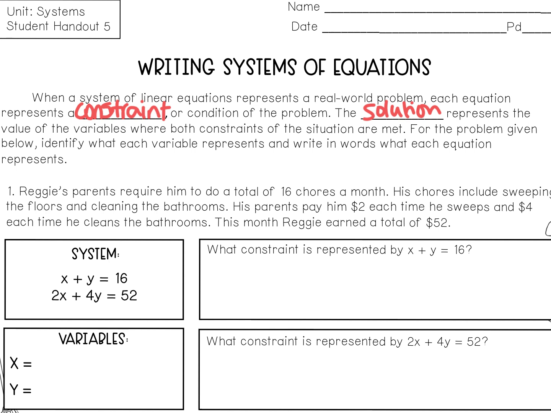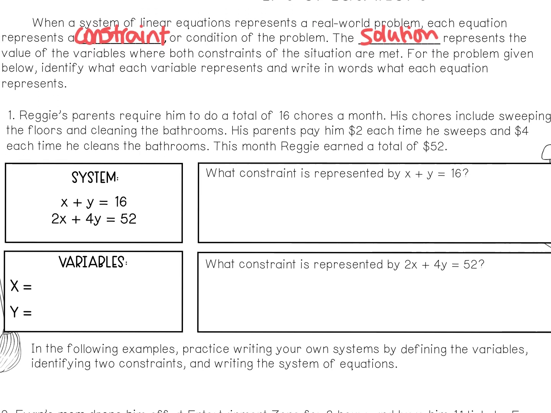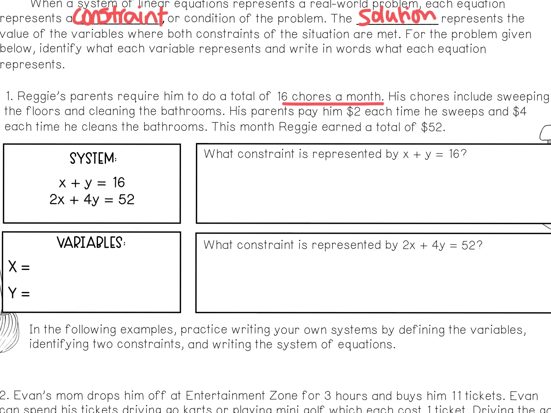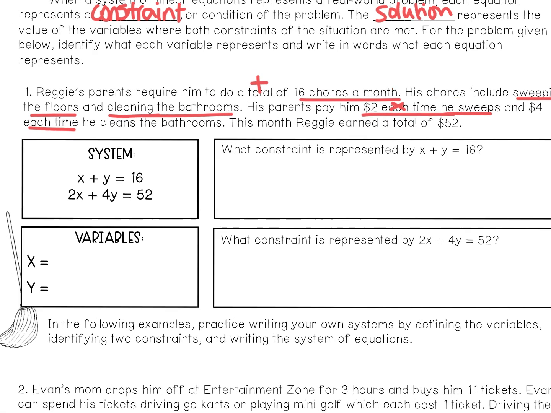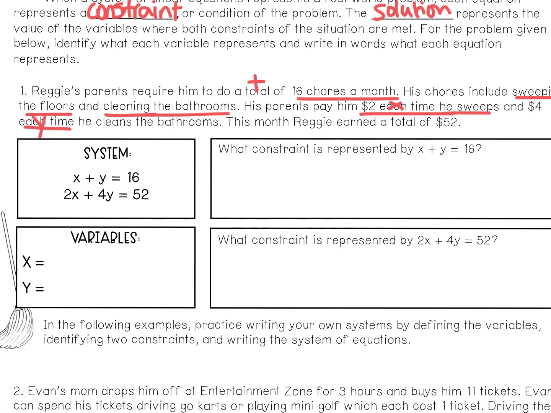So Reggie's parents require him to do a total of 16 chores a month. We've got the word total, which is a plus. His chores include sweeping the floors and cleaning the bathrooms. So these are his 2 chores, sweeping floors, cleaning bathrooms. His parents pay him $2 each time he sweeps. There's a multiply word, time. And $4 each time. There's another multiply word. So maybe since we used X there, maybe we use Y here. He cleans the bathroom. He earns a total, it's a plus, of $52. So again, we have money words and we have just chores.